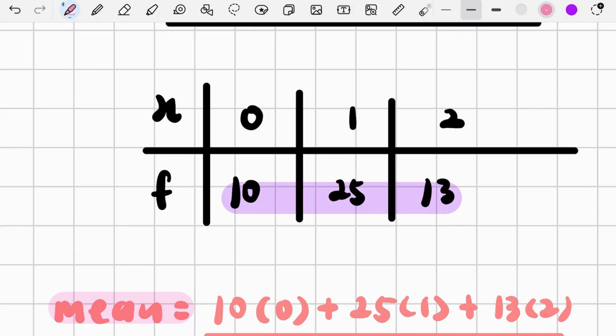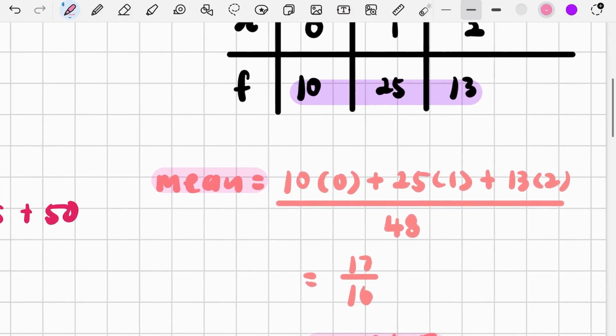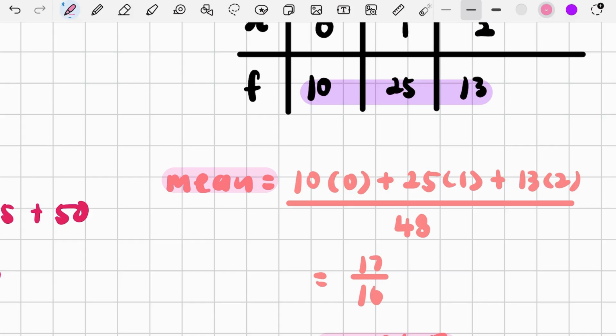0 is 10 people. X is 1 and 2. This is 25 and 13. Okay, key in your X and your frequency. Go to your option button, go to your one variable calculator, and then you can check from there.